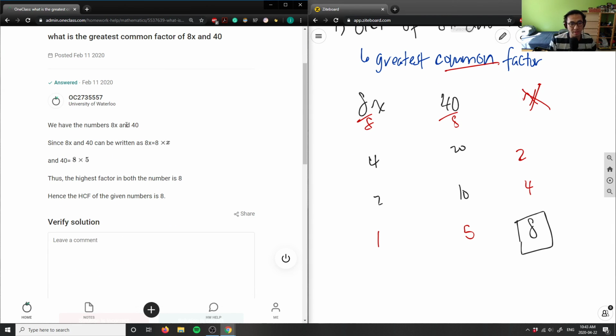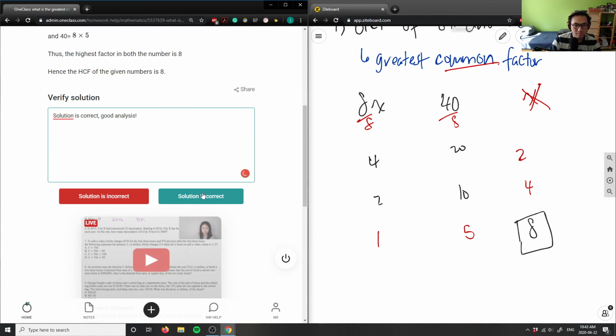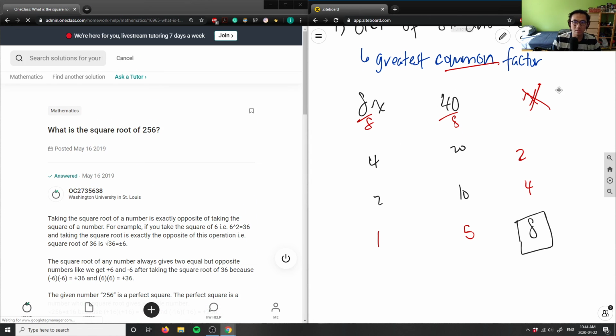So we have the numbers 8x and 40. 8x can be written as 8 times x, and 40 equals 8 times 5. Therefore, the highest factor in both numbers is 8. Hence, the greatest or highest common factor of the given numbers is 8. So the solution here is correct. Good analysis. So this was number 9.